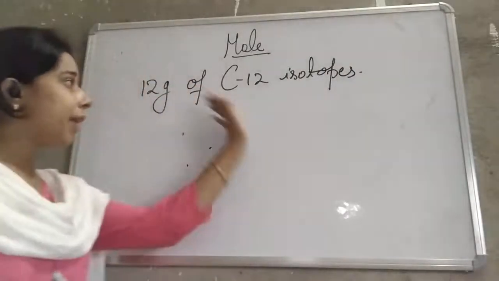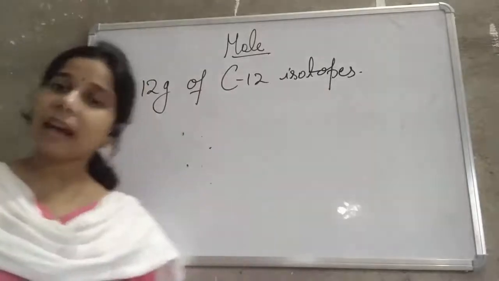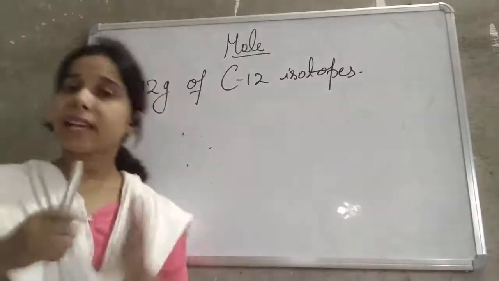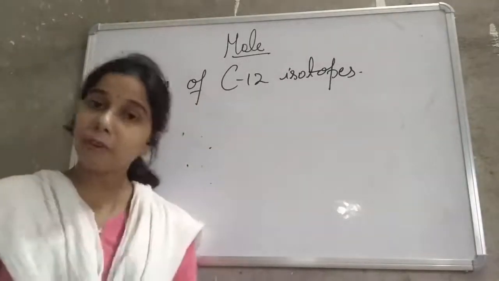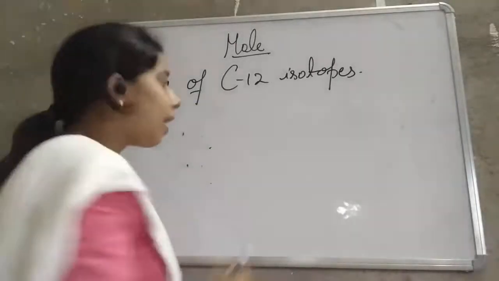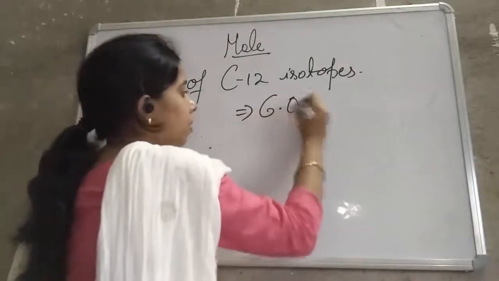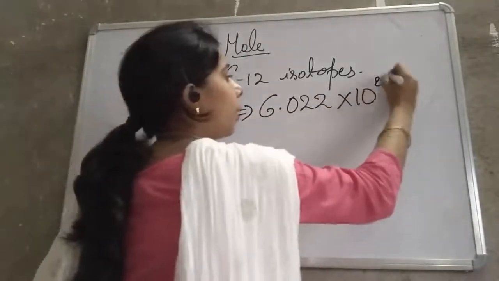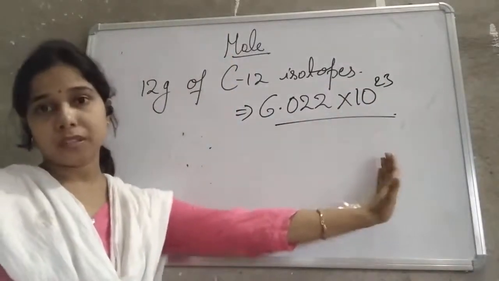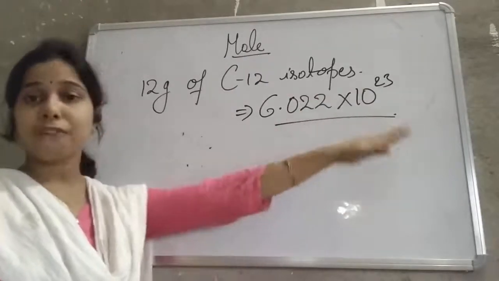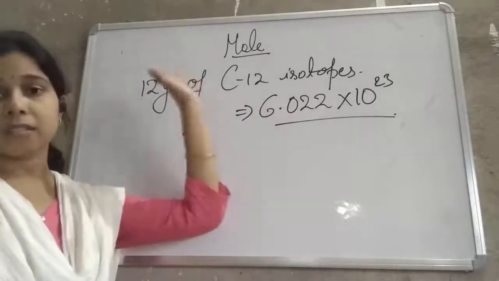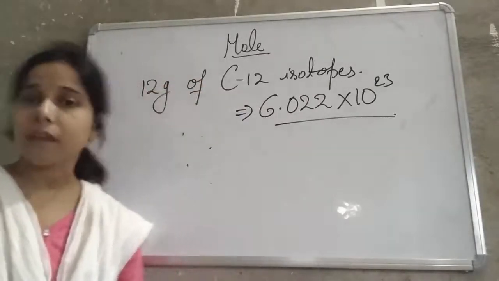So the number of particles present in 12 gram of the carbon-12 isotope was found experimentally to be 6.022 × 10^23. We can say that this is the number of particles found experimentally by taking a standard reference unit of 12 gram of carbon-12.